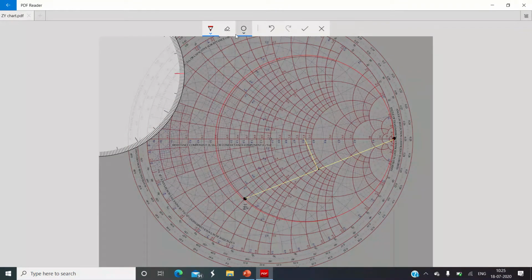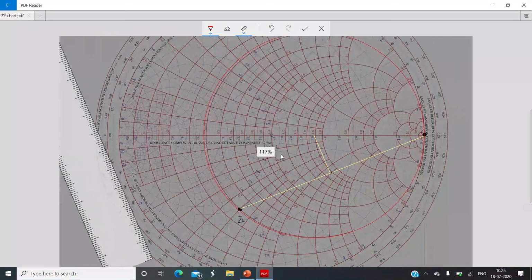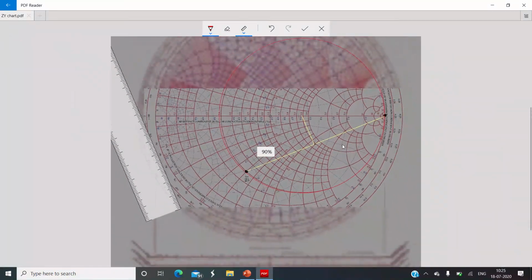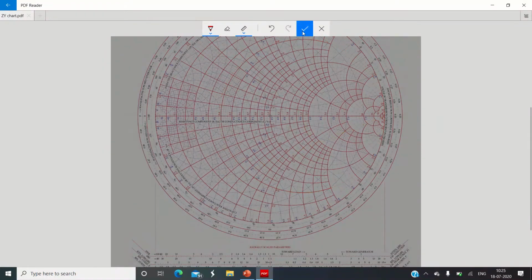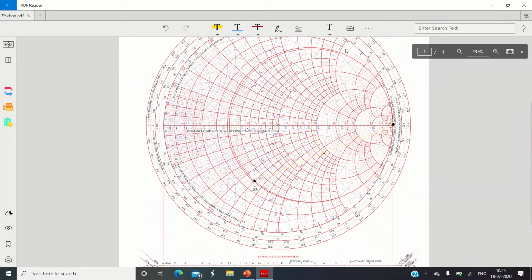If you observe over here, what we have drawn is a constant resistance circle. This red circle we have just drawn, right? This is the constant resistance circle, which is passing through ZL, right? Now, what is the next procedure?